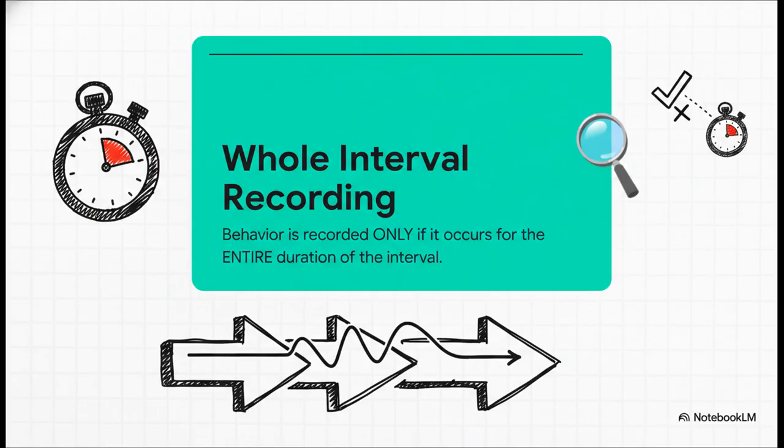Next up is whole interval recording, or WIR. This one is pretty much the exact opposite, and it's way stricter. To score the interval, the behavior has to happen continuously for the entire time. If there's any break at all, even for a second, you do not score it.